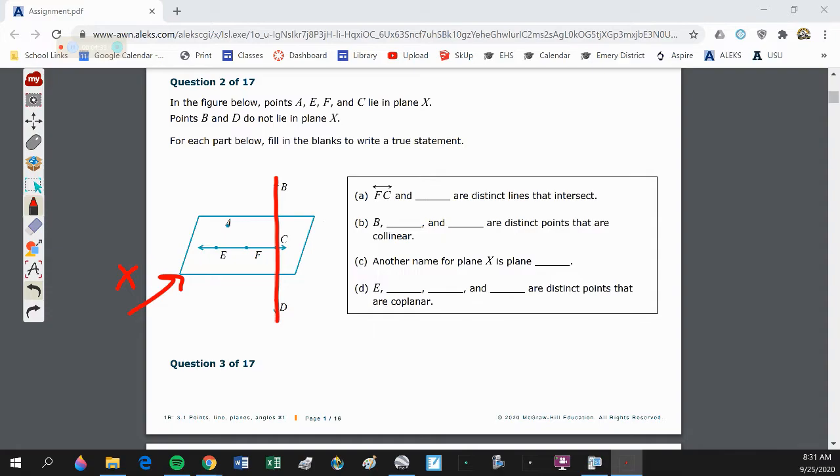Okay? And then E, blank, blank, and blank are distinct points that are coplanar. So coplanar means that those points lie in the same plane. Okay.